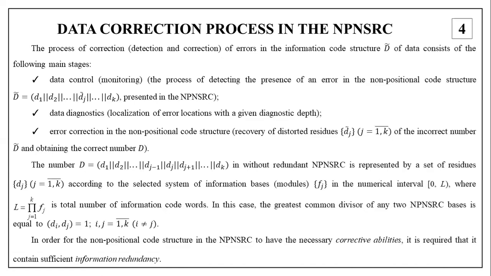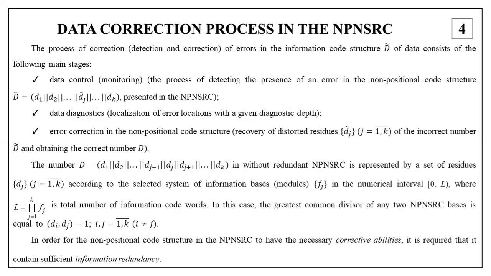The process of correction of errors in the information code structure of data consists of the following main stages: data control, the process of detecting the presence of errors in the non-positional code structure represented in the system in residual class; data diagnosis, localization of the error with a given diagnostic depth; and error correction in the non-positional code structure, recovery of the distorted residues of the incorrect number, and obtaining the correct number.